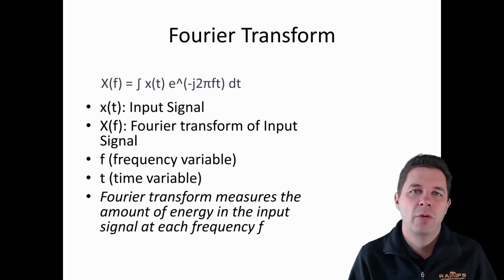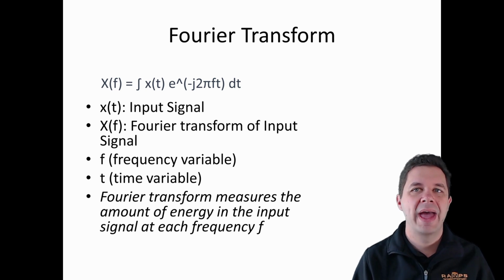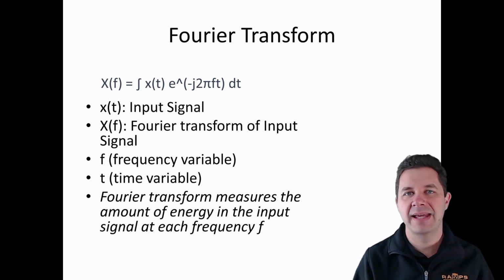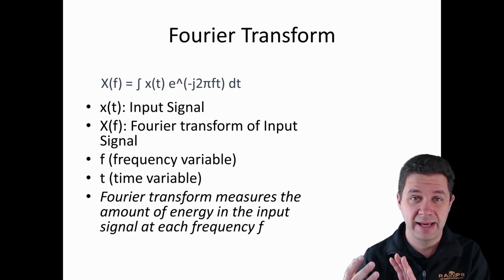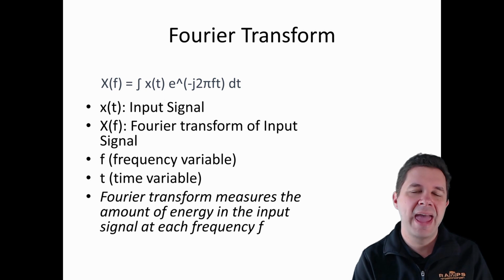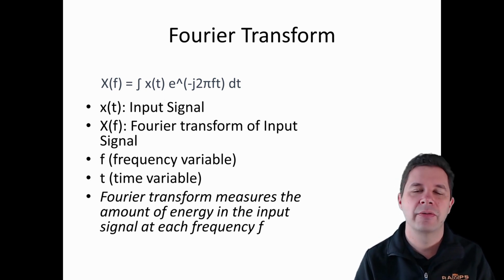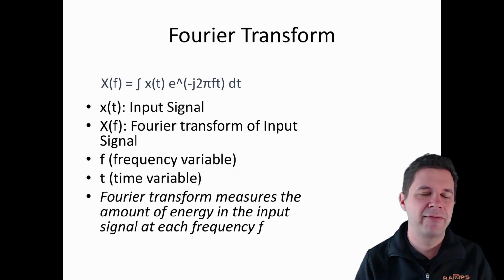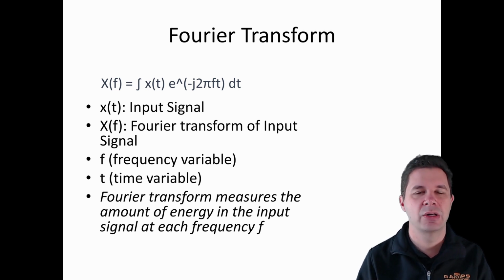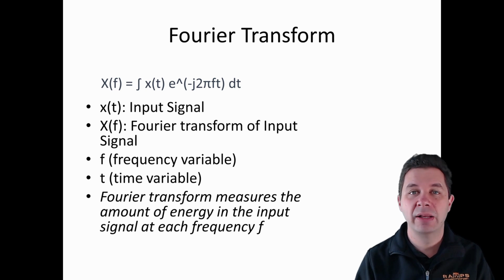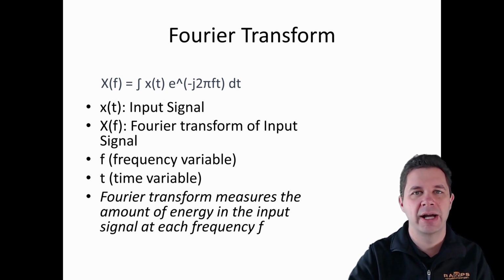Here's our standard form for the Fourier transform, where x(t) is our time domain signal that we're trying to convert. So that's our signal in the time domain. And X(f) is our Fourier transform of that signal, so we're now in the frequency domain. You can see f is our frequency variable and t is our time variable. Basically we're trying to work out how much energy there is in each frequency for the particular signal x, and that's what we're classifying with our Fourier transform.